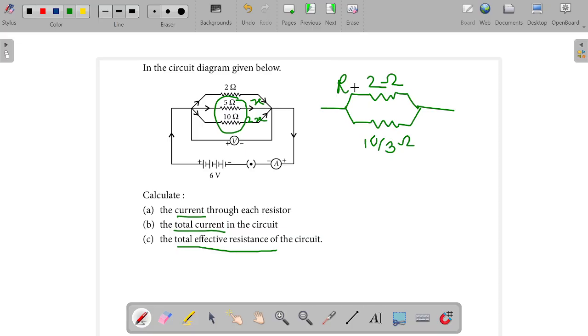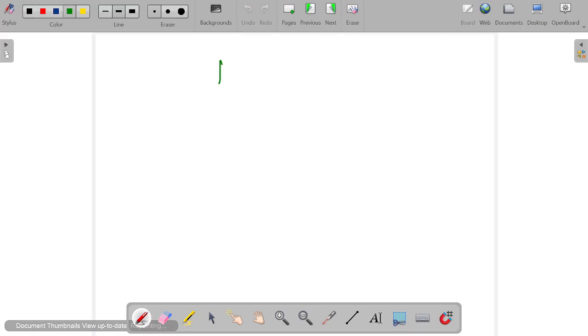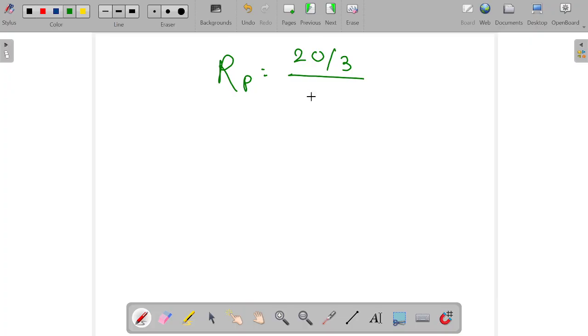If there are odd values of the parallel resistances R1 and R2, just as I previously told you, the effective resistance is just the product of the resistors divided by the sum of the resistors. So here you will get the product of resistors 2 into 10 by 3 upon 2 plus 10 by 3. So what will be the value here? Rp will become 20 by 3 upon, if we cross multiply, 6 plus 10 divided by 3.